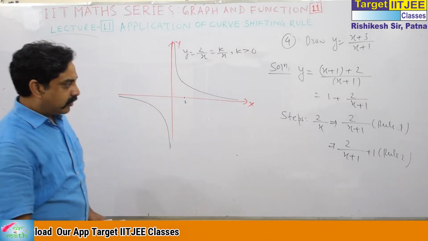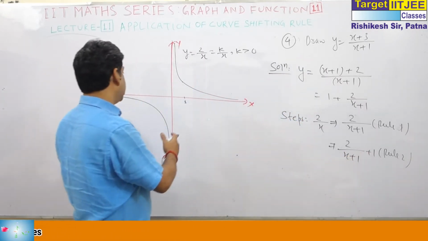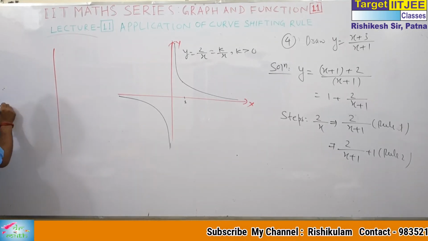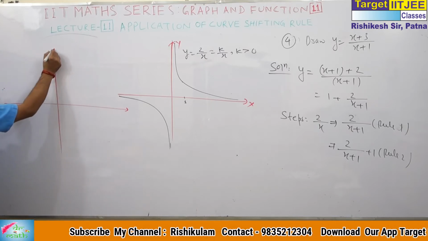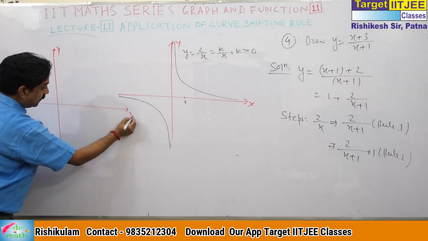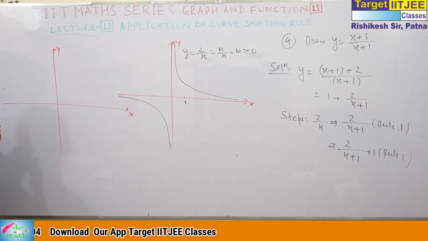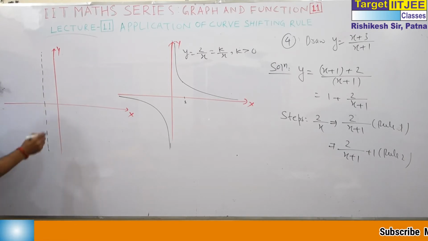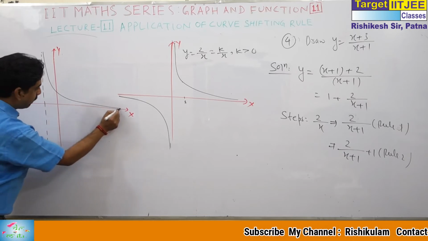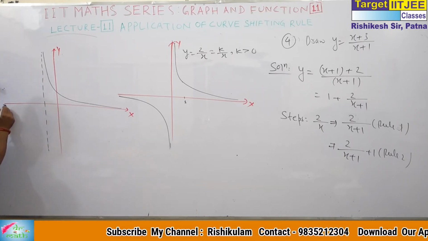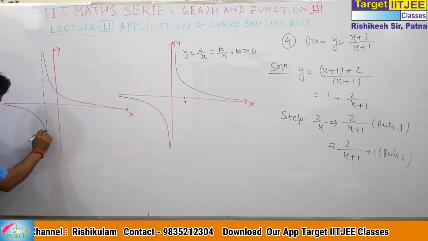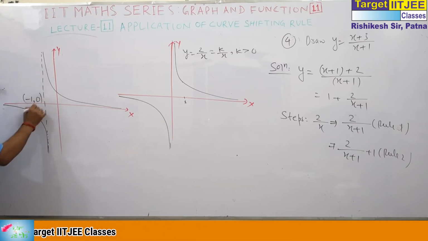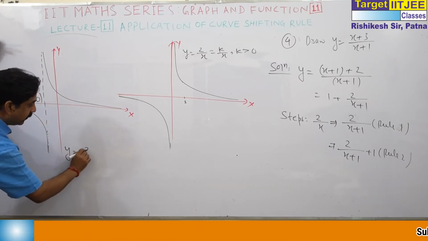Now what we have to do? For this x plus 1, we have to shift this 1 unit towards left. So when we shift it 1 unit left, this will be like this. This is the y axis, this is the x axis. We have to come here, 1 unit left, which means this will be like this and this will be like this. Do not touch. It seems to be touched, but do not touch. This is actually minus 1, 0, and this is the graph of 2 by x plus 1.